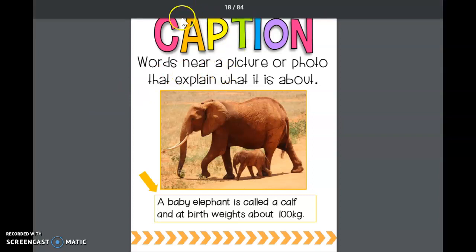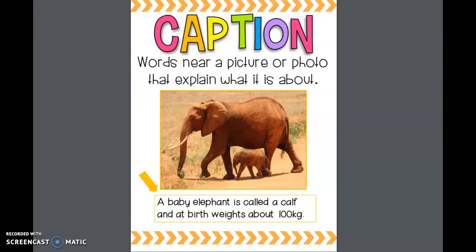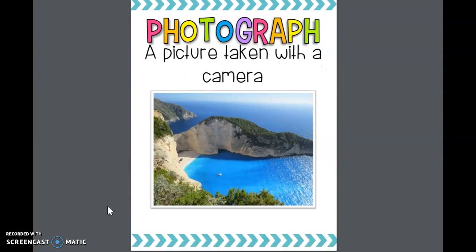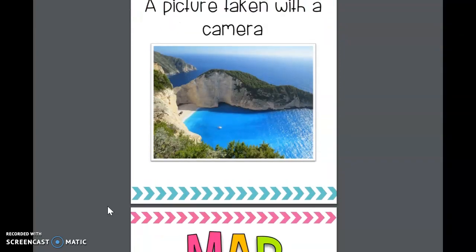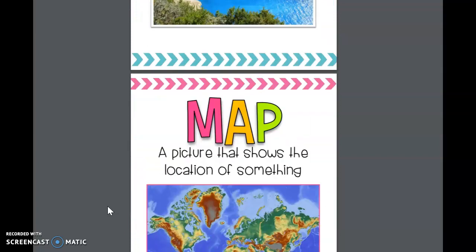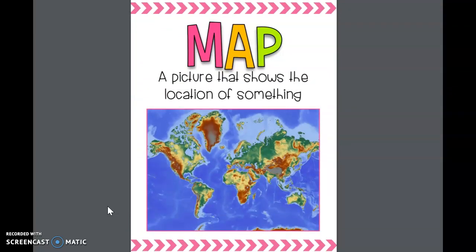Okay, so this is one text feature called the caption, which is words near a picture or photo that explains what it is about. So this caption describes this picture. Okay, this is a graphic feature. A photograph is a picture taken with a camera, so it's a real picture. A map is another graphic feature. It is a picture that shows the location of something.